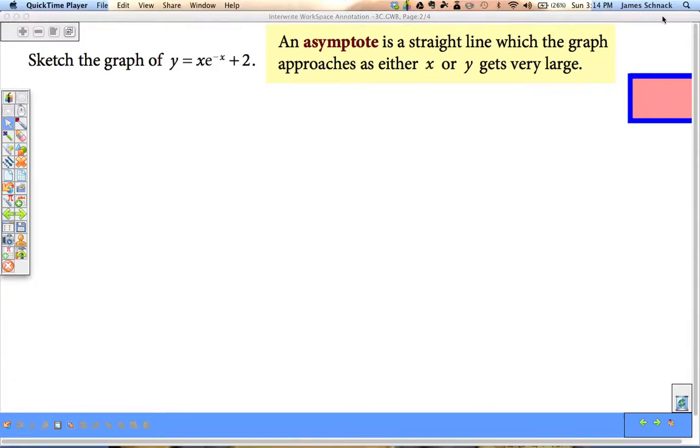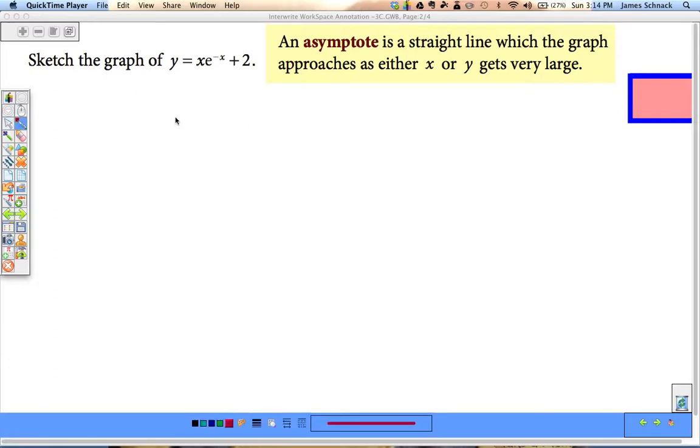So again, defining what an asymptote is, it's a straight line which the graph approaches as either x or y gets very, very, very large. So this is a funny looking function: x times e to the negative x plus 2. I'm seeing the plus 2. I'm thinking maybe that's something, but not real sure.